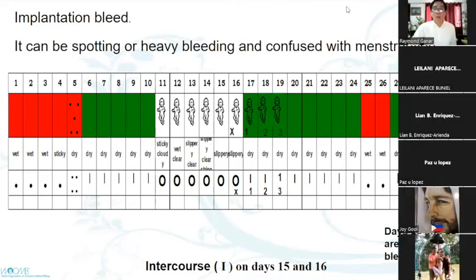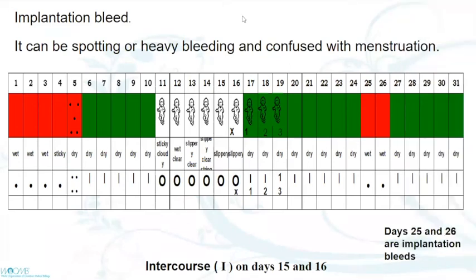I would like to ask our participant, if intercourse takes place on day 15 and day 16, answer this with yes or no. Do you think there will be pregnancy? Yes. Yes, because that is a developing pattern, there is a peak. So if there will be an intercourse on day 15 and day 16, automatic there will be pregnancy because there is an ovulation on day 16.